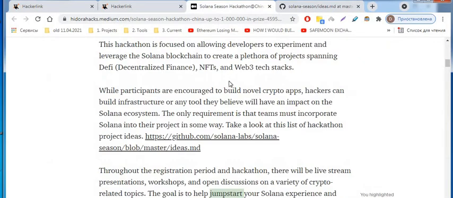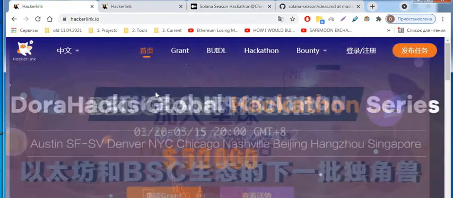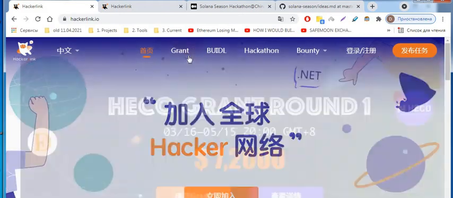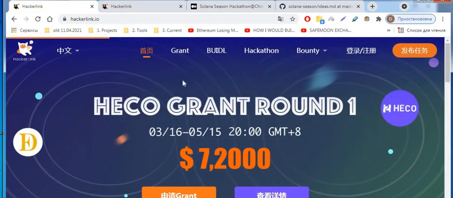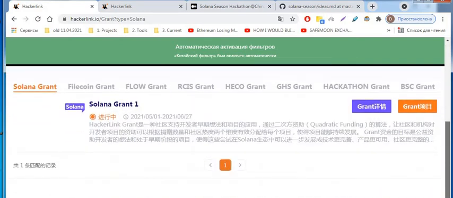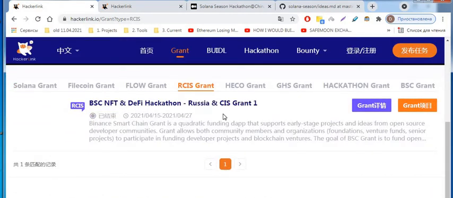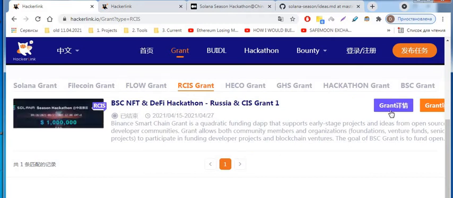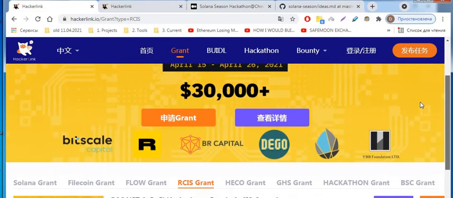And before there was the Binance Smart Chain hackathon. I actually wrote an article about it on my blog. You can go and read it. And there, people were basically... am I going to find it right now? Here it is. Russia and CIS grant. So, how do I see the details?